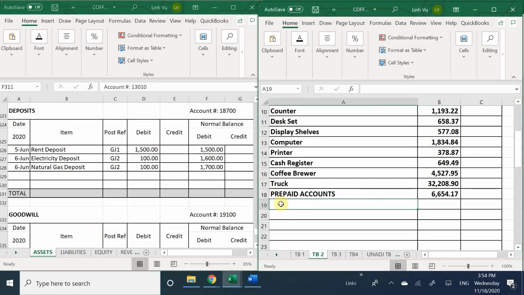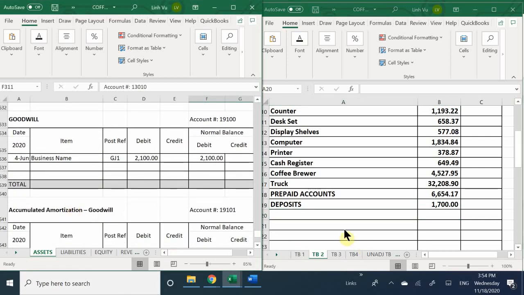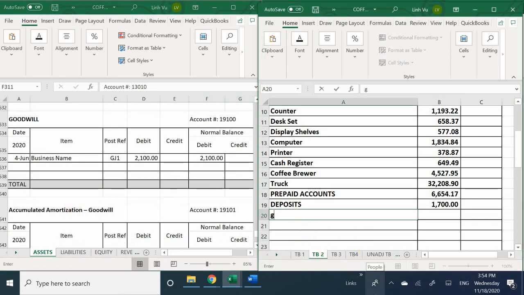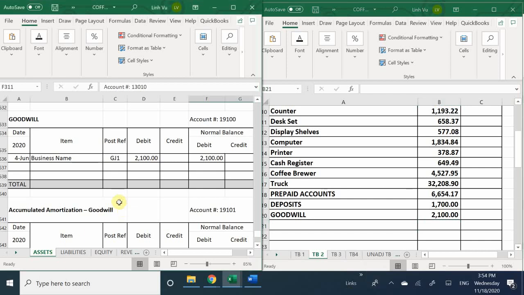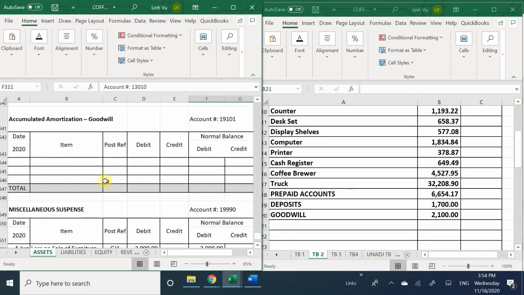Do we have any deposits? Yes, we do. All right, for how much? 1,700. Deposits for 1700, right? And then do we have any goodwill? Yes, for how much? 2,100. 2100. All right, we haven't amortized it yet.